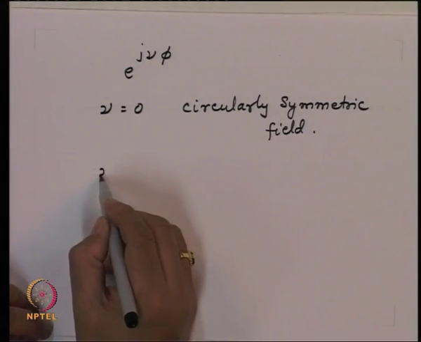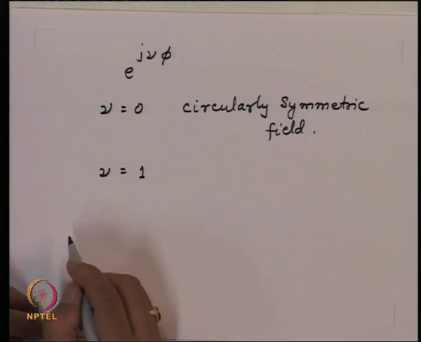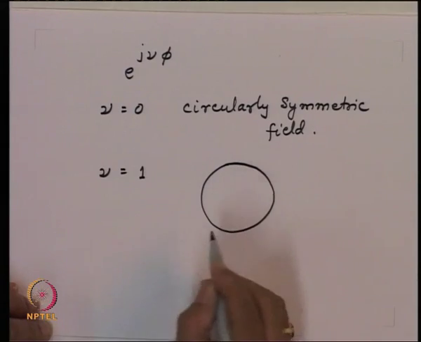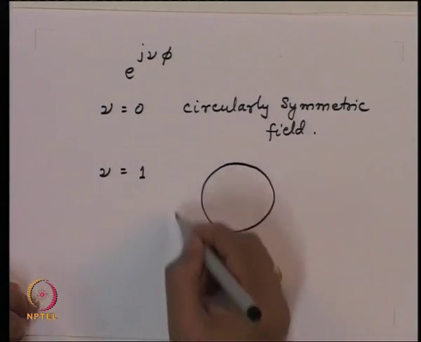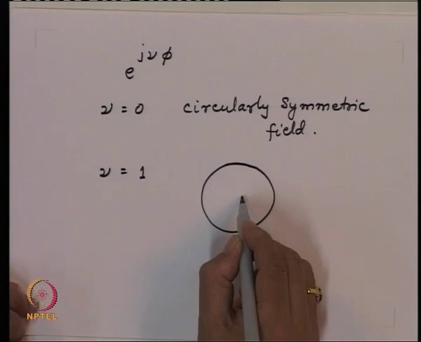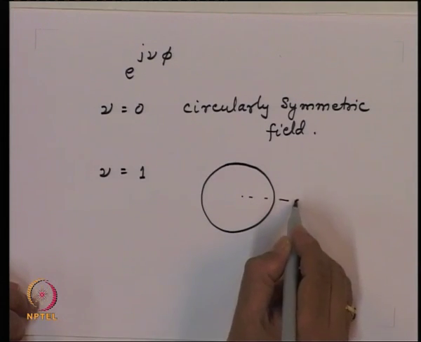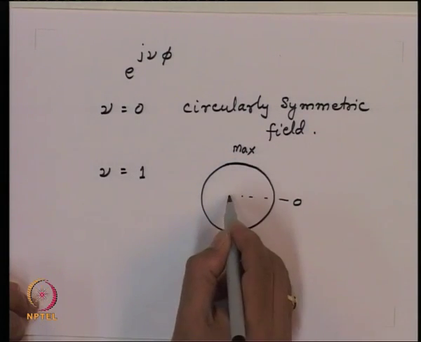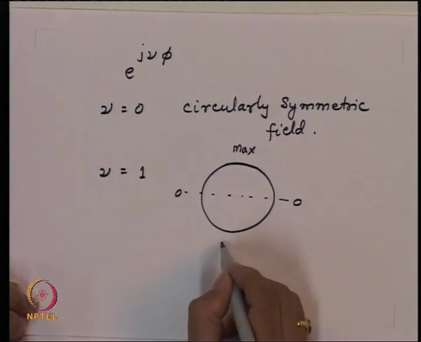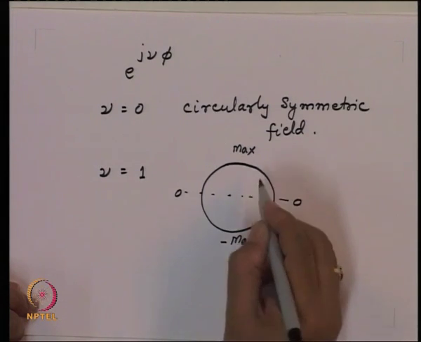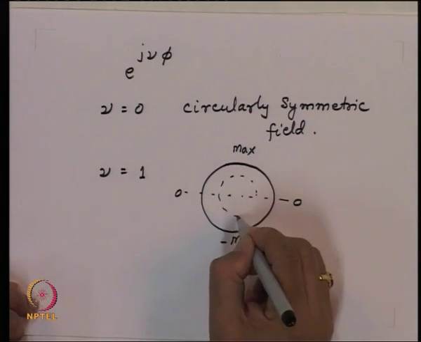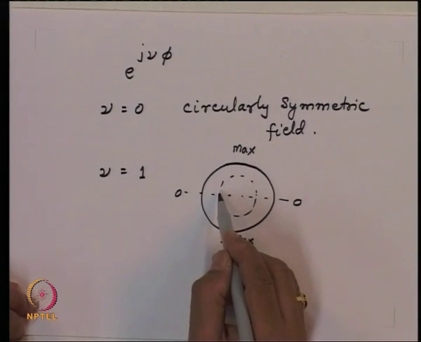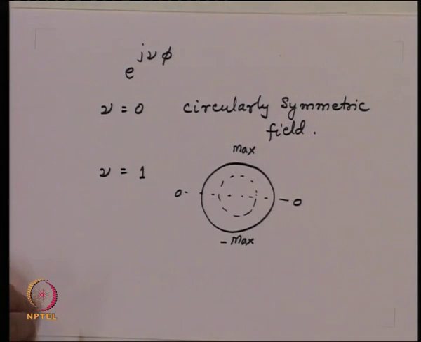So, for nu equal to 1, if I consider the fiber like this, it will have a one cycle variation in the azimuth. That means this will be, let us say, start with 0 here. It will be maximum in this direction. It will go to 0 here again, and it will go to minus maximum in this direction. So, as I move along this in the phi direction, the field will see a variation going from 0 to maximum to 0 to negative maximum.